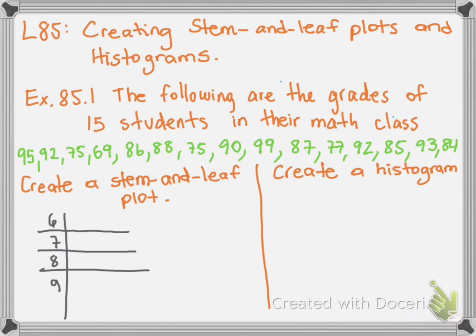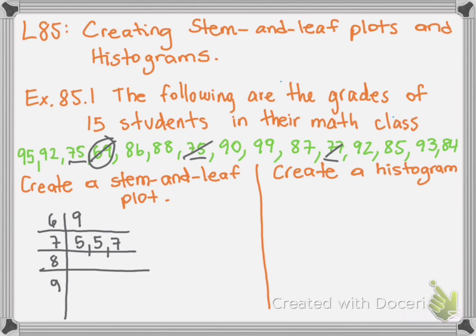So we'll start with the 60s. We have 69, and that's it. So we're just going to put a 9 here. Then we'll go with the 70s. We have 75, 75, and 77. So I'll put 75 2 times. So we put 2 leaves of 5, and then 77, which is another 7 there.